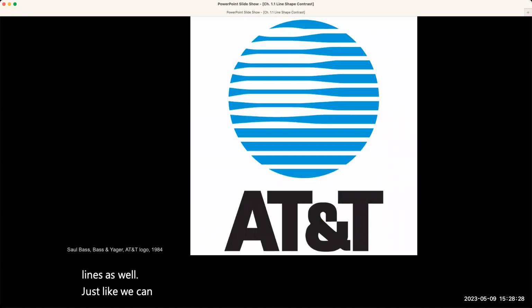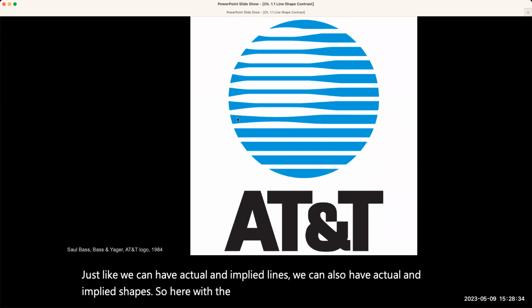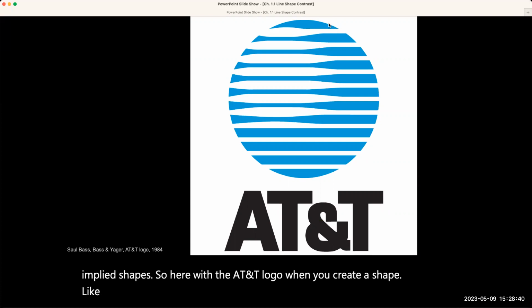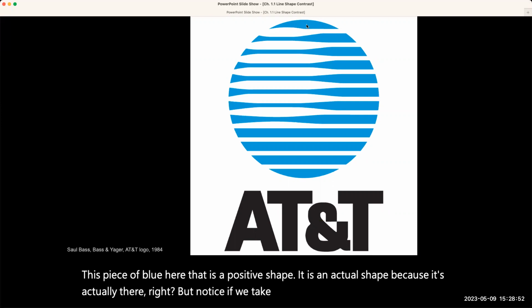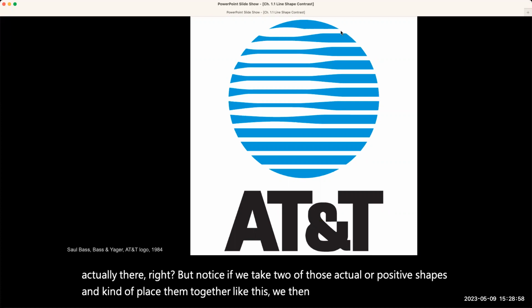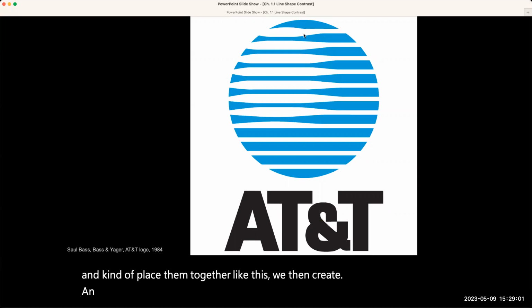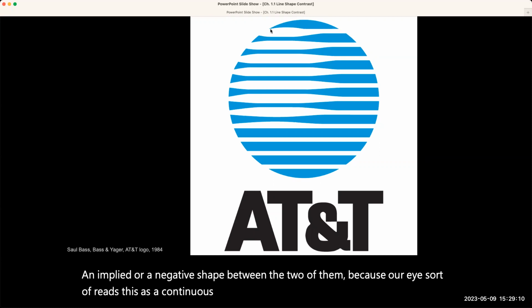Just like we can have actual and implied lines, we can also have actual and implied shapes. So here with the AT&T logo, when you create a shape like this piece of blue here, that is a positive shape. It is an actual shape because it's actually there, right? But notice if we take two of those actual or positive shapes and kind of place them together like this, we then create an implied or a negative shape between the two of them because our eye sort of reads this as a continuous implied line, right?